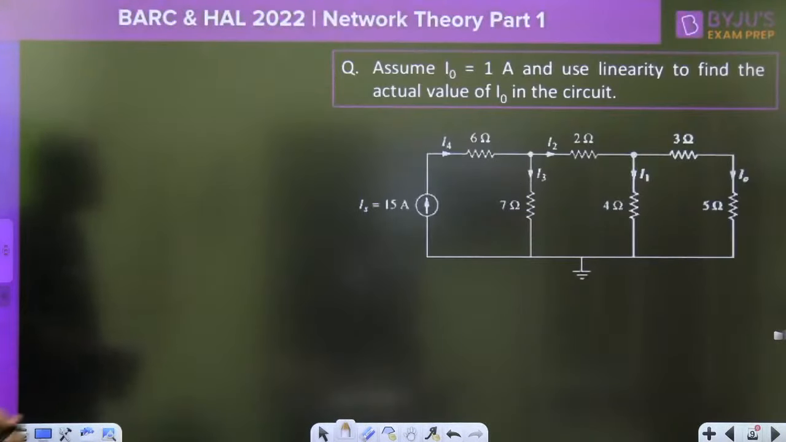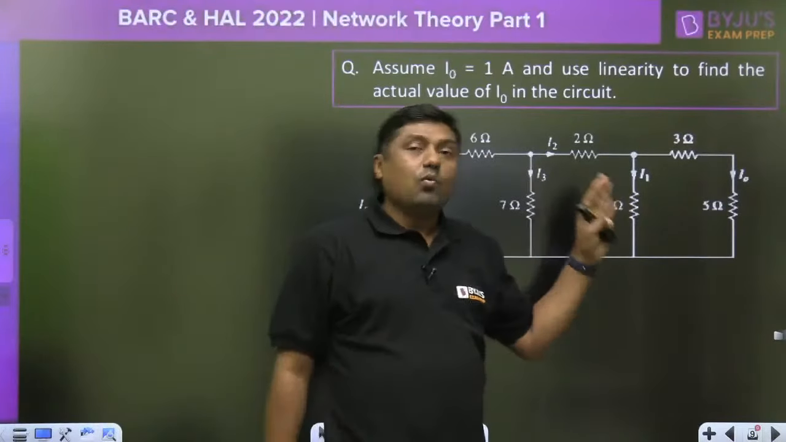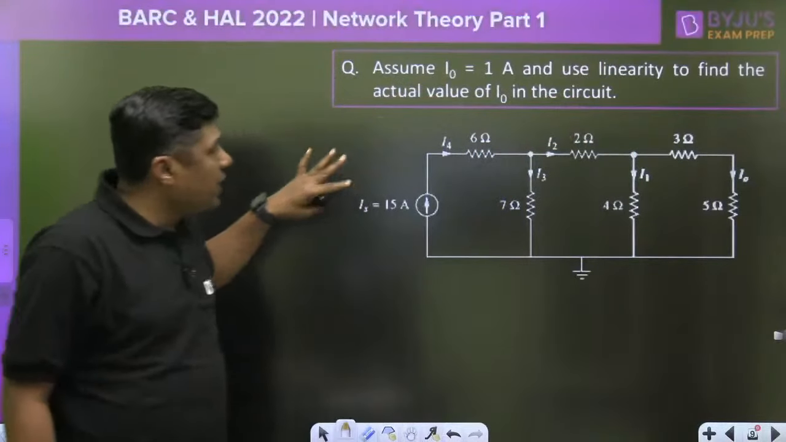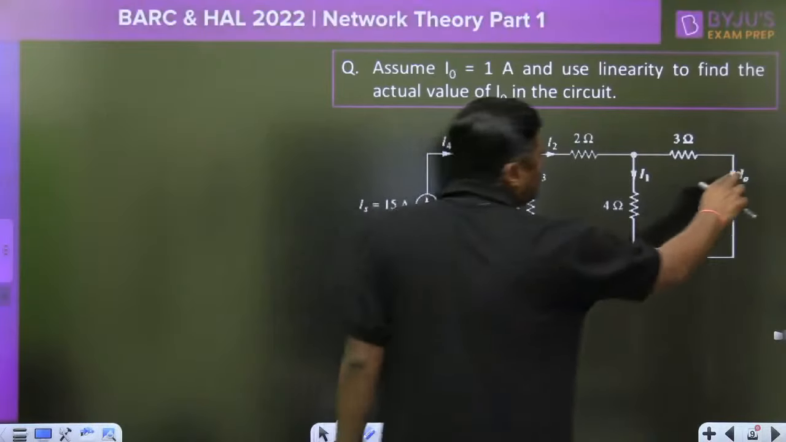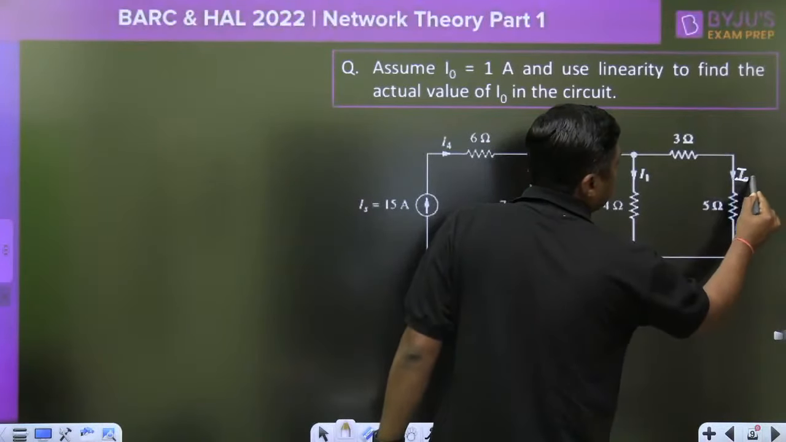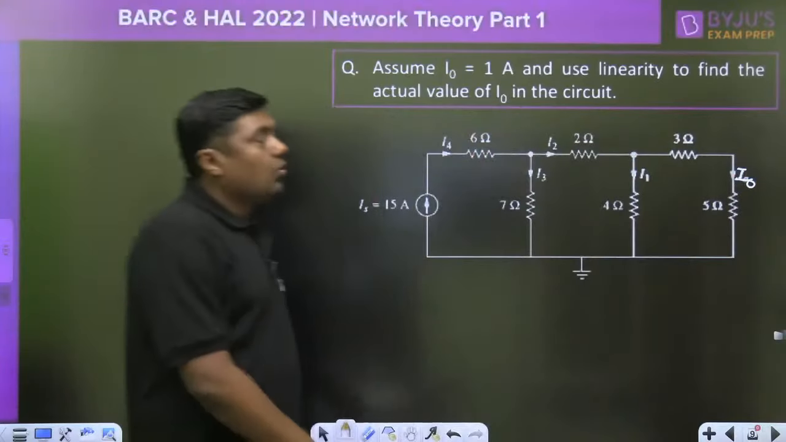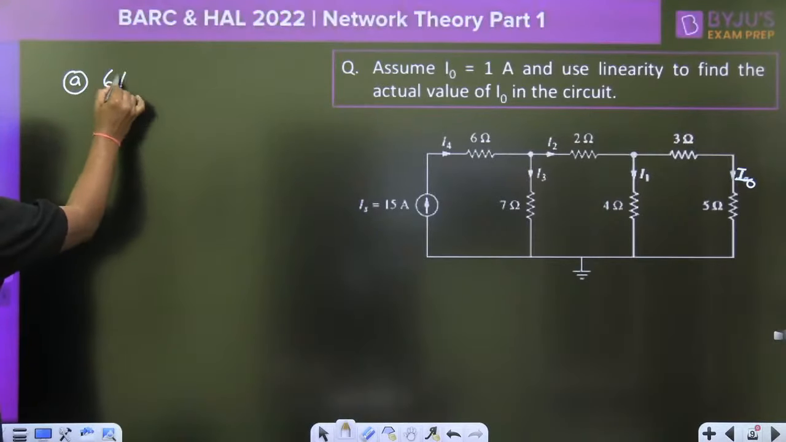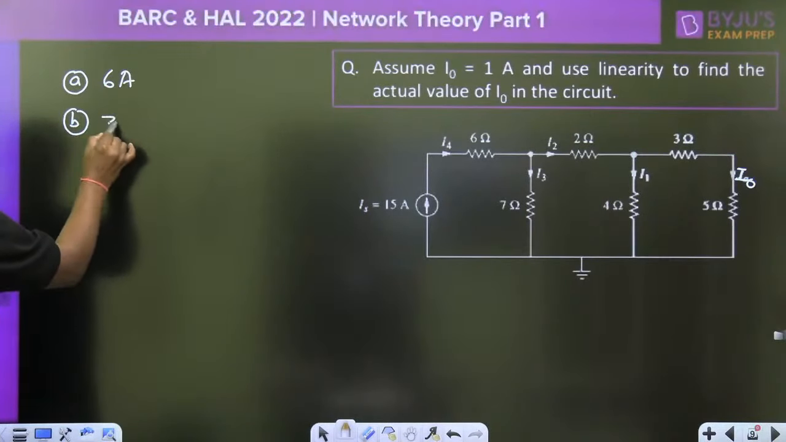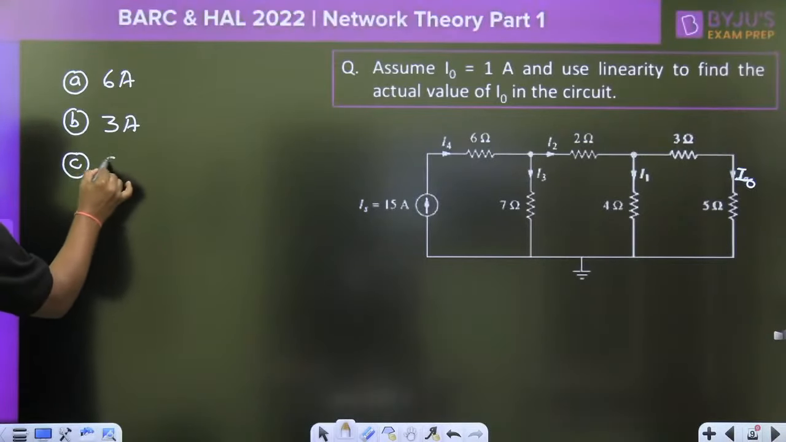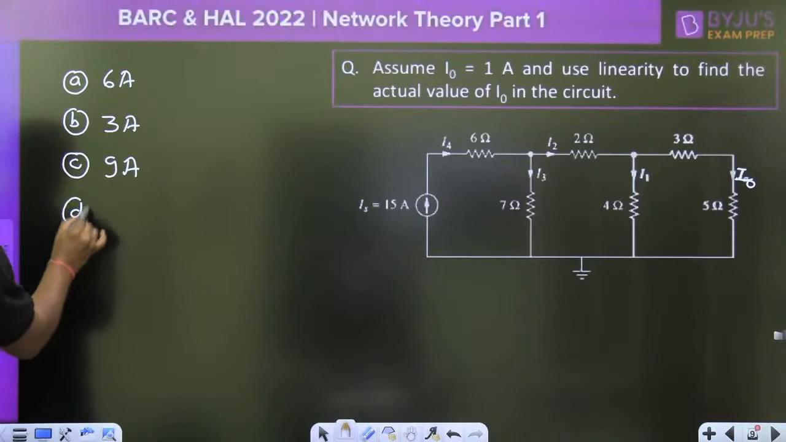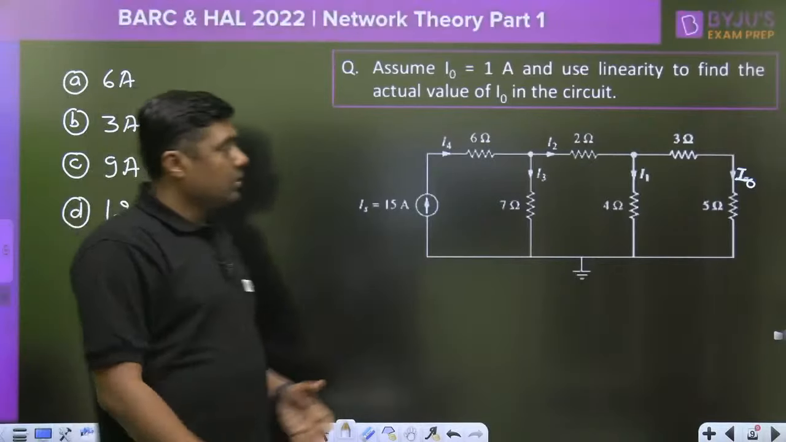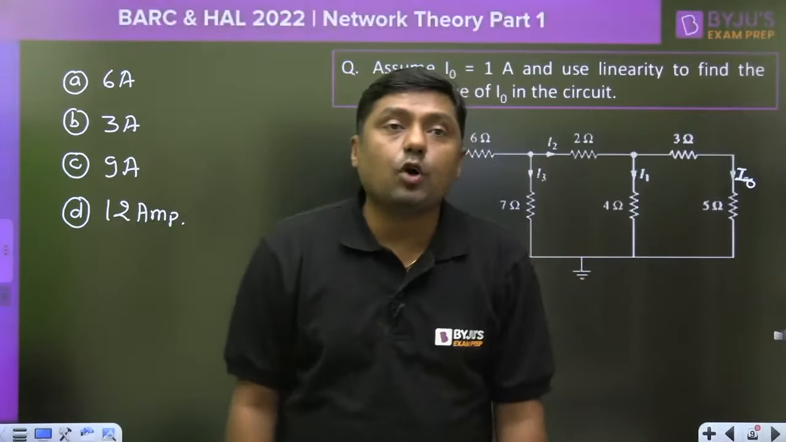Right answer is the C. Now, by any means, I am just giving you the hint, but you can find the value of I naught. What is the value of I naught in this question? Simply give me the answer. Option A, 6 ampere. Option B, 3 ampere. Option C, 9 ampere. Option D, 12 ampere. So, what will be the answer for this question?